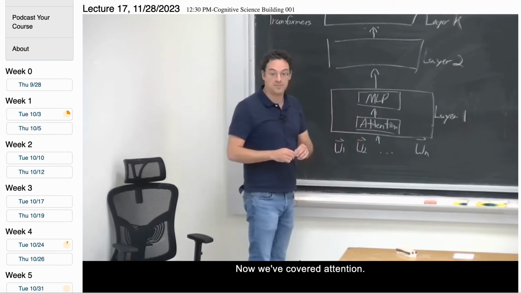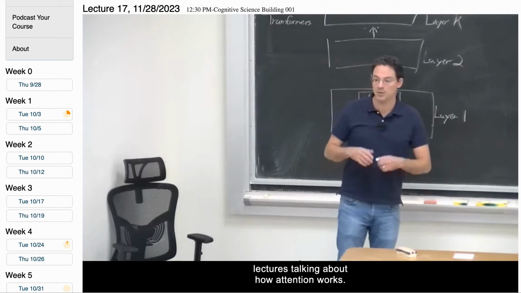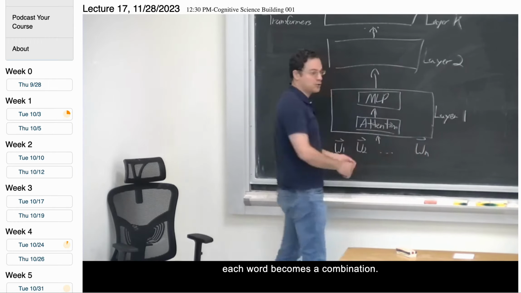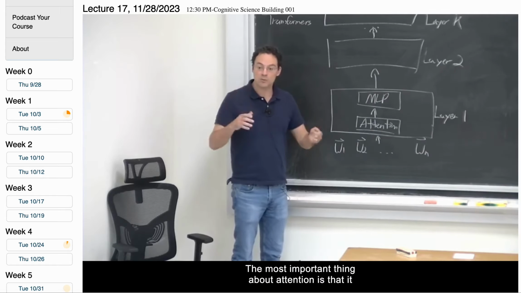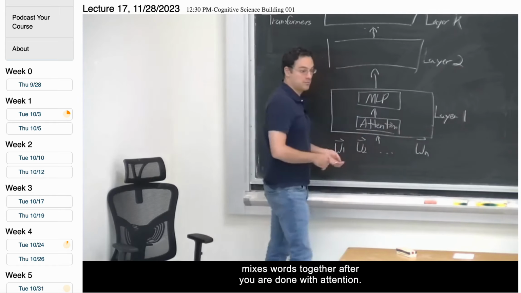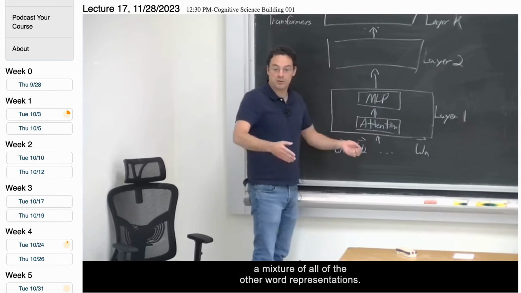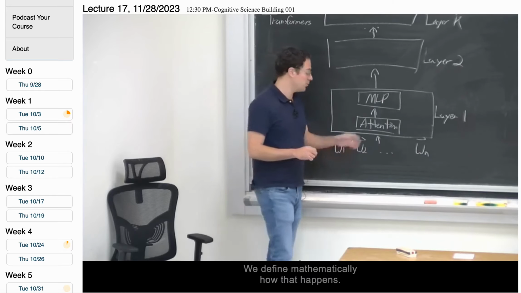Now, we've covered attention. We spent 1.5, I think, lectures talking about how attention works. What attention says is that each word becomes a combination of all the other words in the sentence. So the most important thing about attention is that it mixes words together. After you are done with attention, each word representation is now a mixture of all the other word representations. And we define mathematically how that happens.